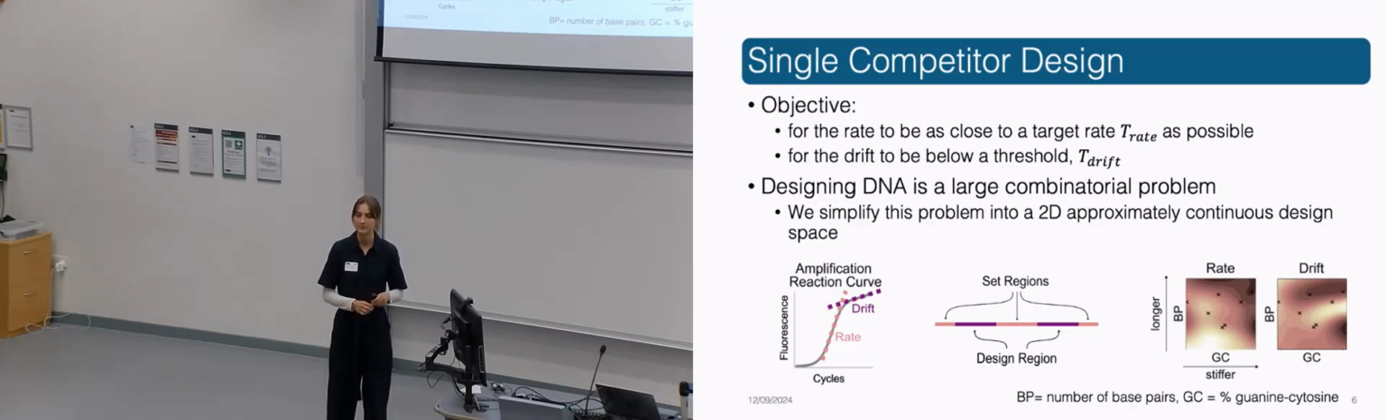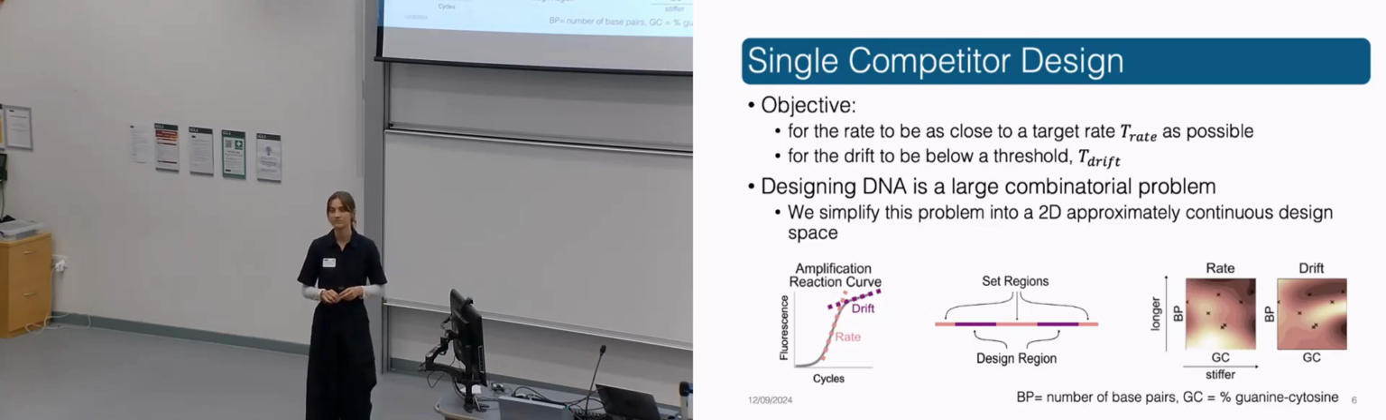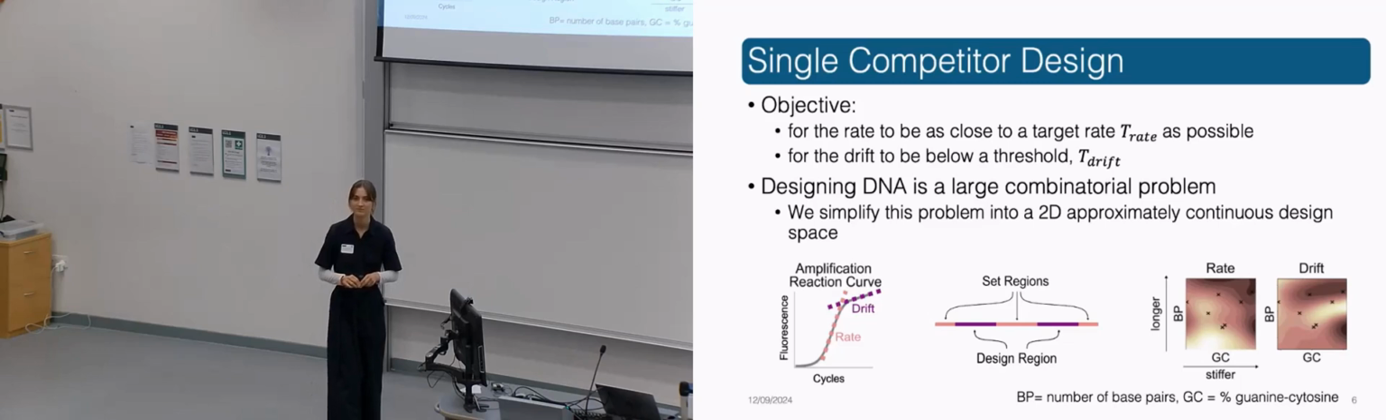So you've got two objectives, one for the rate and one for the drift. Do you frame this as a multi-objective problem?